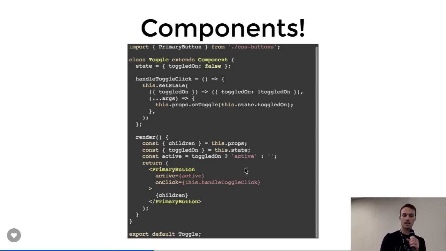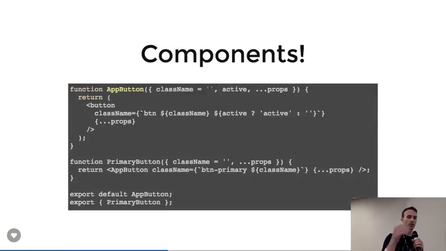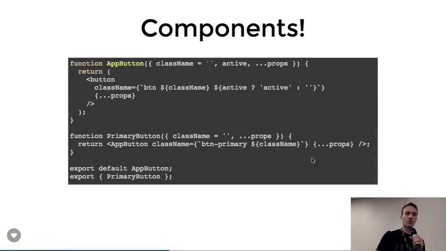So that's kind of nice. Let's look at what that component looks like. Now we lose all syntax highlighting. I don't know why. If you know somebody at slides.com, please let them know that syntax highlighting for JSX is really bad. But yeah, so here we have our app button, and then we have a primary button.